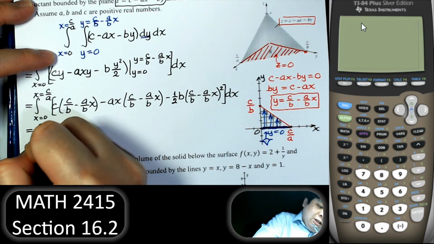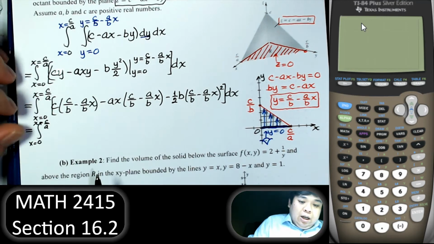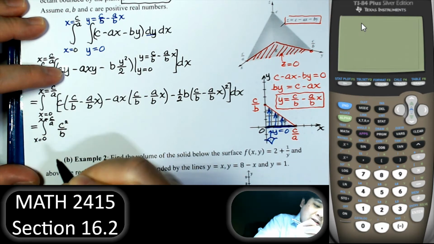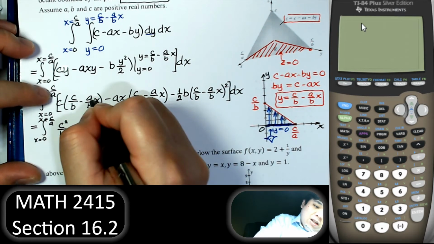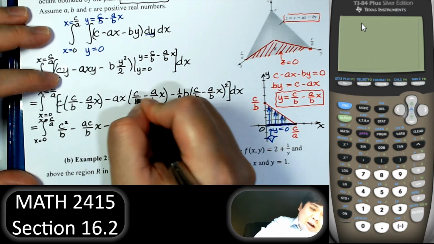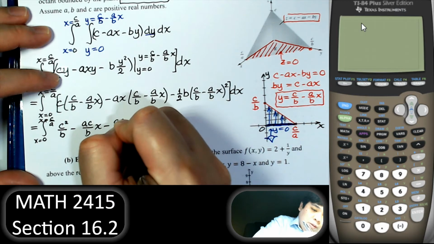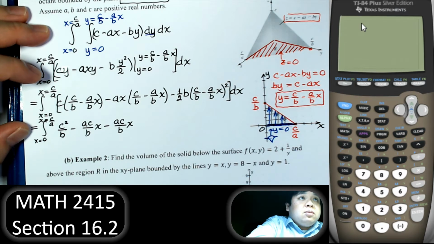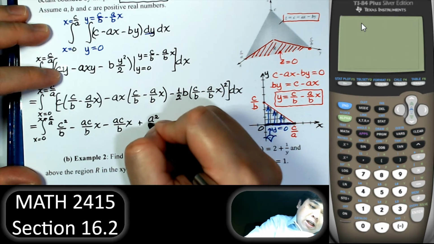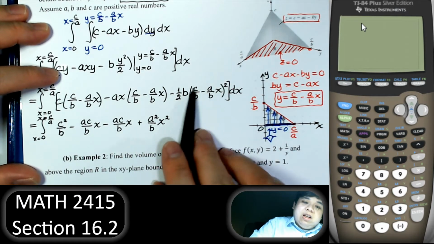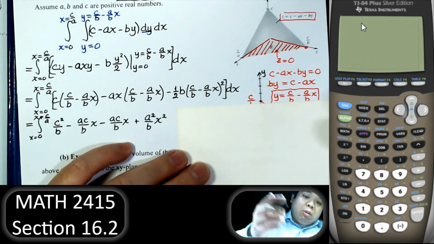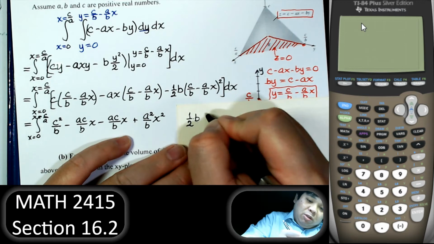I try to multiply it out, and so we have c squared over b minus ac over b x minus ac over b x plus a squared over b x squared. Right, I multiply this out first and then multiply by 1/2 b. Actually, the answer is very easy to verify, so I know what the answer is already, but just be careful here.